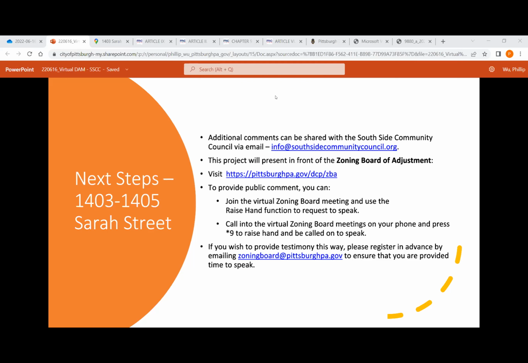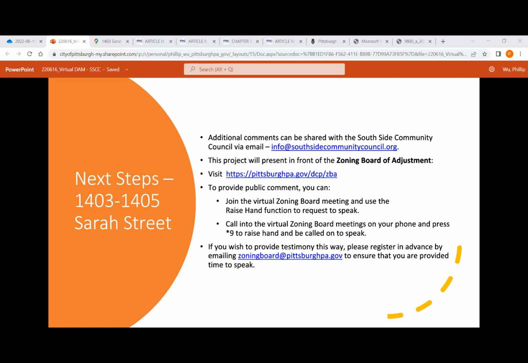I'm trying to zoom in on my screen because I can't see it. I also want to add that the neighborhood planner for the south side, Thomas, is on this call as well, and he's been taking notes, and he's going to be completing a report that will go to the ZBA, the zoning board, that will document all the comments and questions and responses for the project tonight. Thanks, Phil.